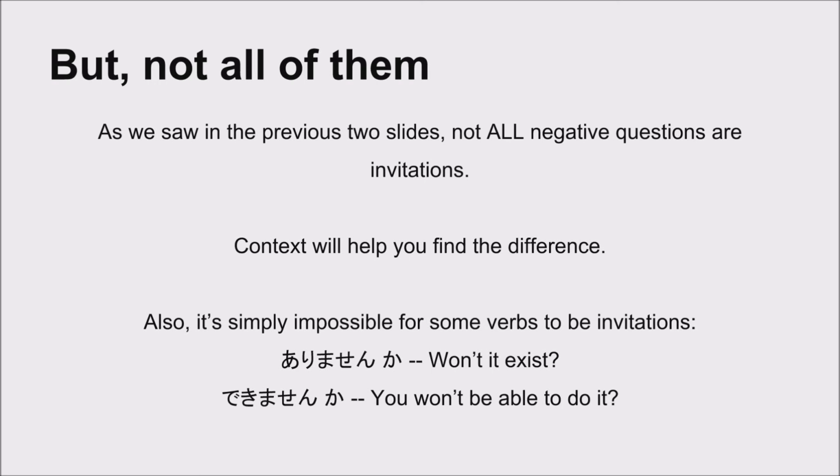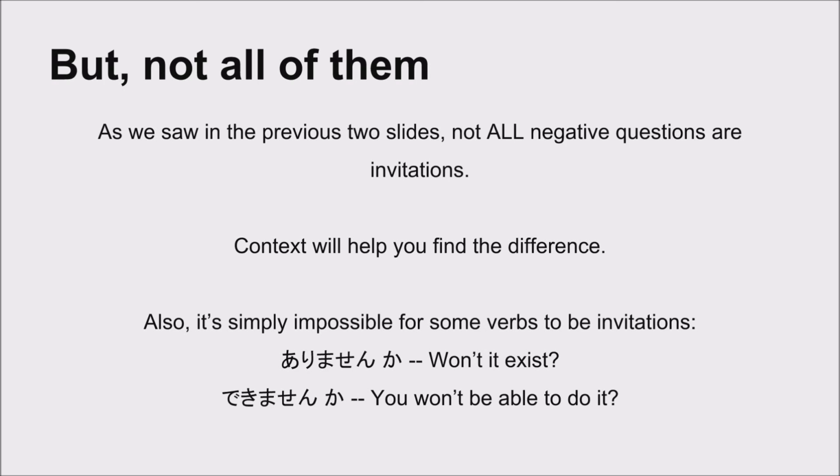Also, it's simply impossible for some verbs to be invitations. For example, arimasen ka? Won't it exist? Oh my gosh, let's make it exist. No, that's not a thing that happens. Dekimasen ka? Oh, you won't be able to do it? That's, once again, just not a thing that can exist. So keep track of your context.